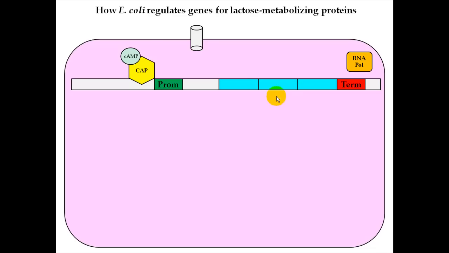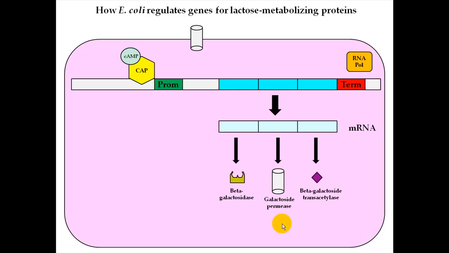And what RNA polymerase does is that it reads the DNA and it uses that information in order to make messenger RNA. And again, remember, it's the messenger RNA that ends up going to the ribosome in order to make the proteins. And in this case, the proteins that are produced are the ones that we talked about previously. They're the ones that are needed in order for this bacterium to break down lactose. Right? So beta-galactosidase, galactoside permease, and beta-galactoside transacetylase are the three enzymes, or the three proteins, that end up being produced by these genes.